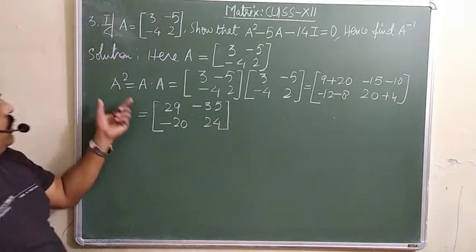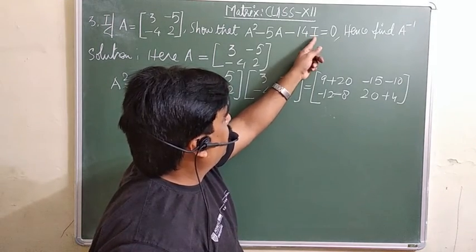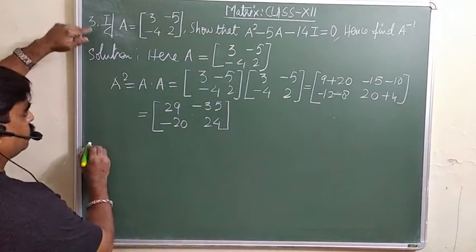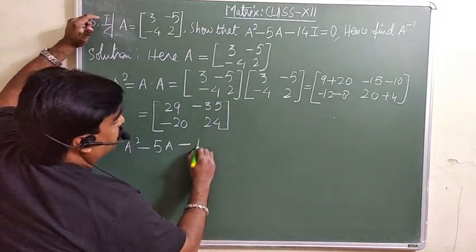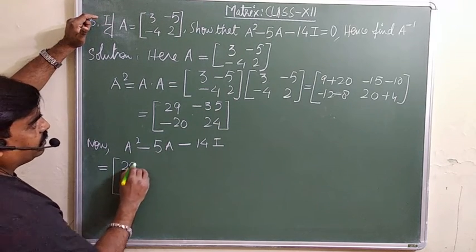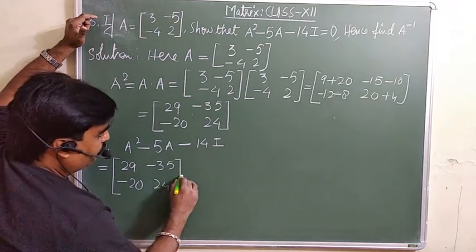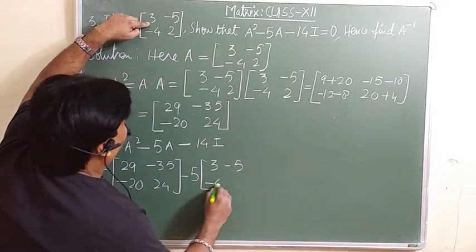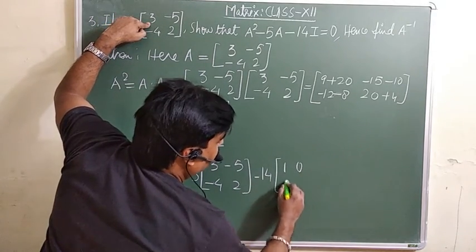This is your A square, and with these values of A square and the identity matrix, that is 14 into this one, you have to multiply, solve it, then it should come equal to the null matrix. So you have to put the values now. So here is A square minus 5A minus 14I. So A square you are getting [29 -35; -20 24] minus 5 into your matrix [3 -5; -4 2] minus 14 into the identity matrix [1 0; 0 1].